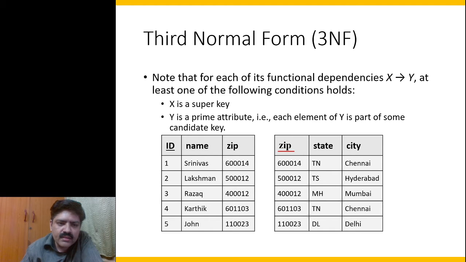So now in this revised table structure, there are two dependencies, ID to name and zip. That's one dependency which holds on this table, and zip to state and city which holds on this table. In both the cases, if you write zip to state comma Y, then X, which is the LHS of the functional dependency, is a super key. So that way, the first condition holds, and we say that this table design is in the third normal form.